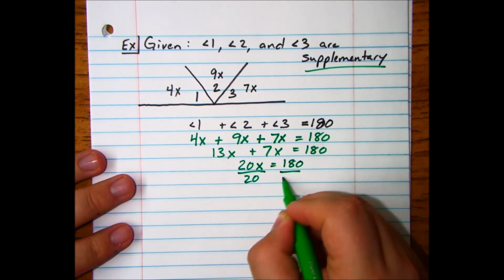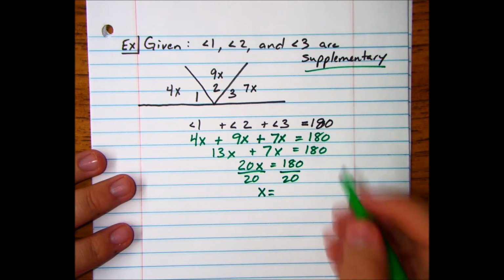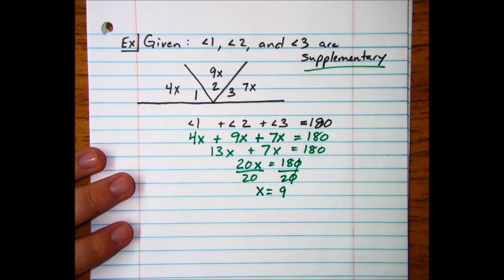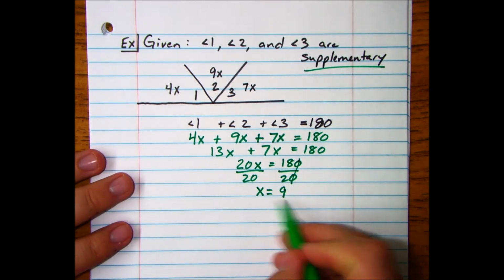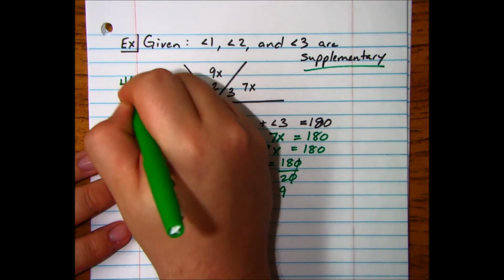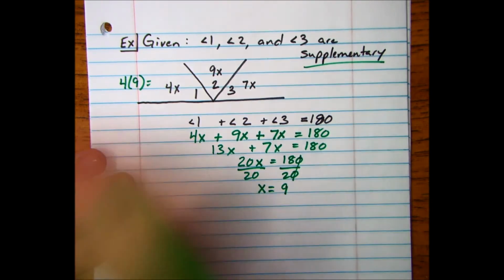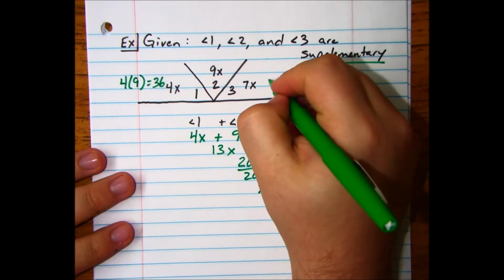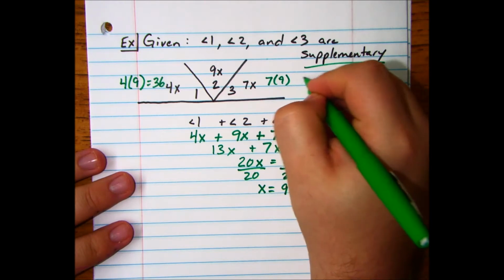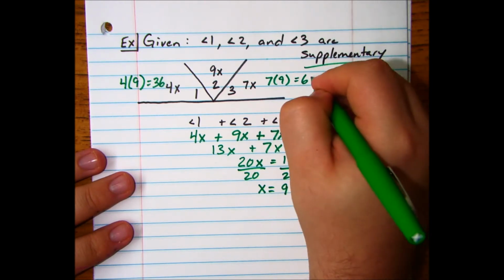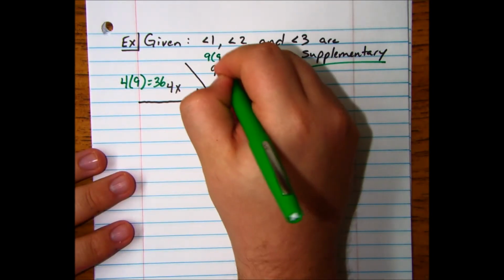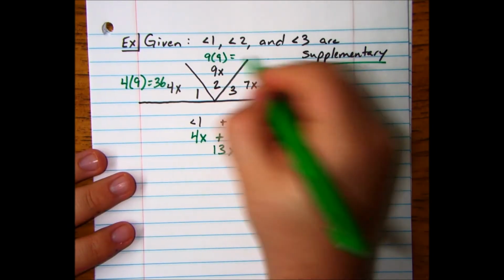Divide by 20, and x equals 9. Now we can also find each measure by just plugging in x equals 9. 4 times 9 equals 36. 7 times 9 equals 63. And 9 times 9 equals 81.